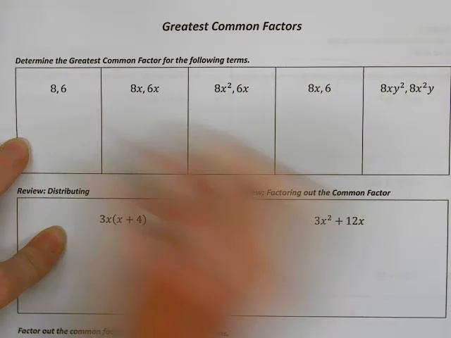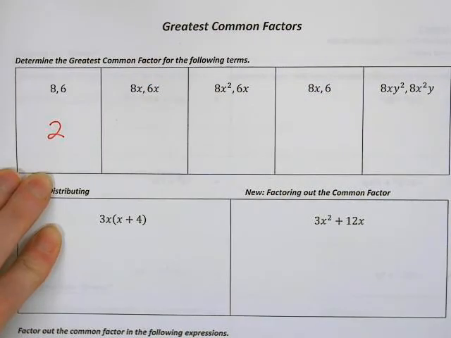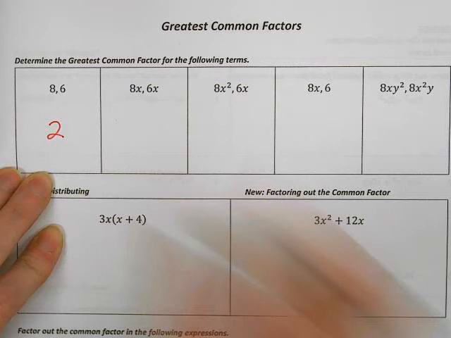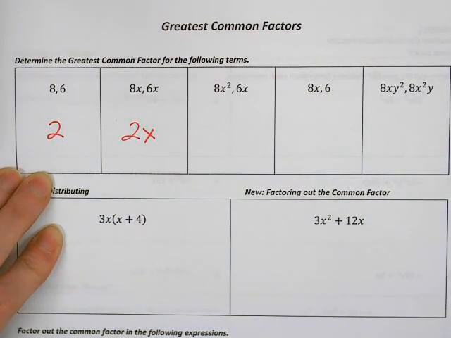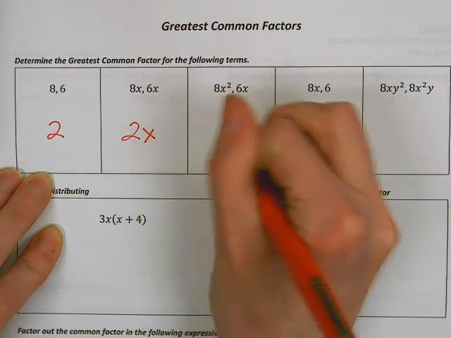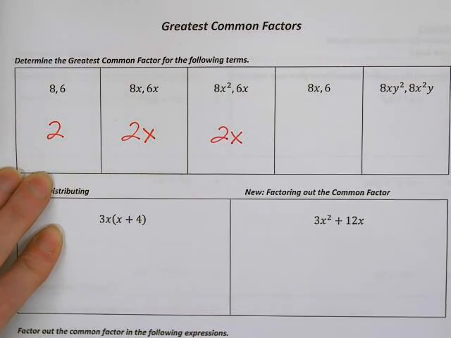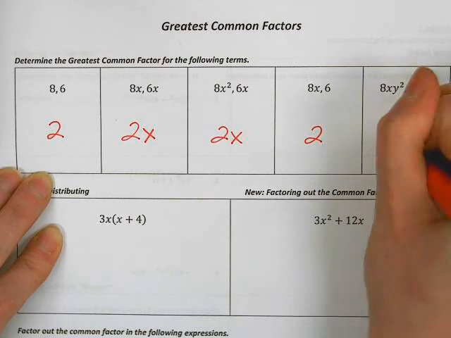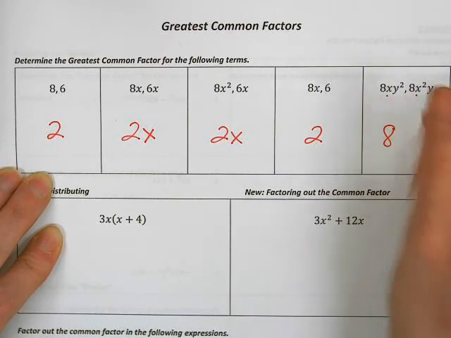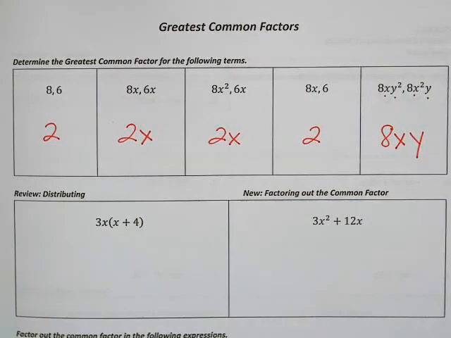So 8 and 6, the GCF is 2. 8x and 6x, the GCF is 2x. 8x squared and 6x is actually still 2x. 8x and 6 is just 2. And for these, let's see, if it's an 8 and an 8, it's an 8. They both have 1x and they both have 1y.